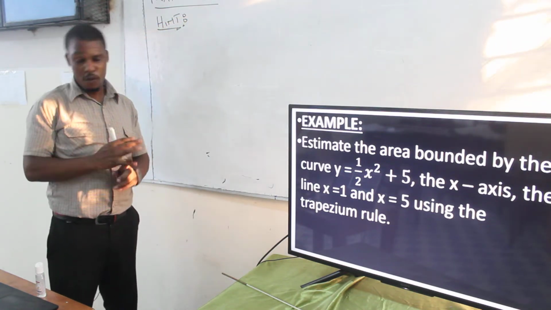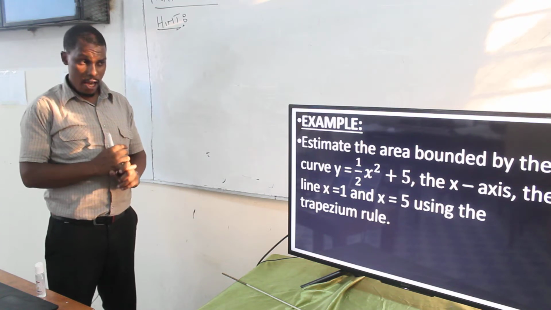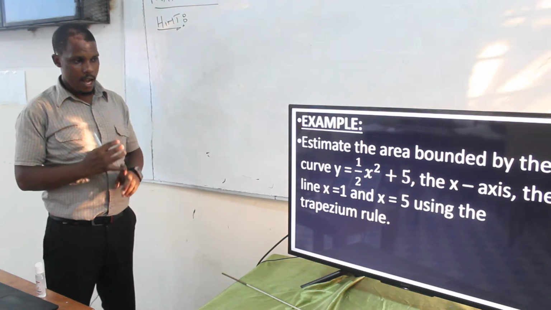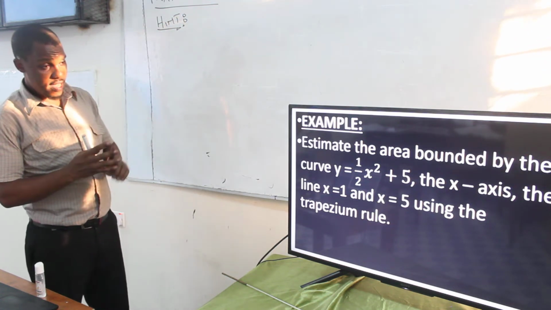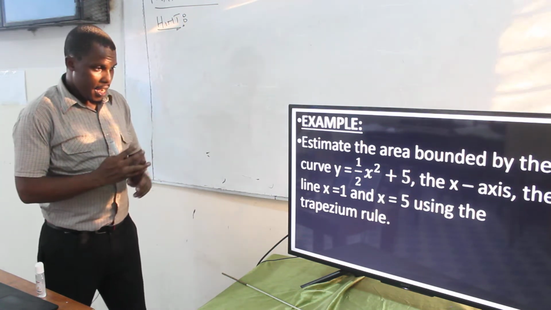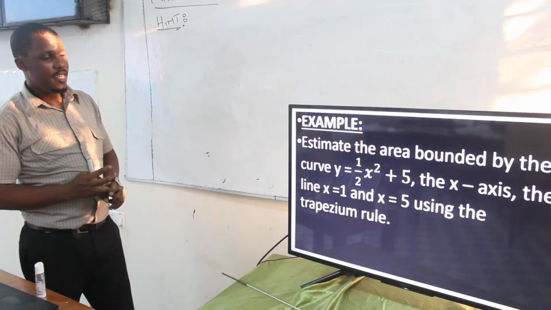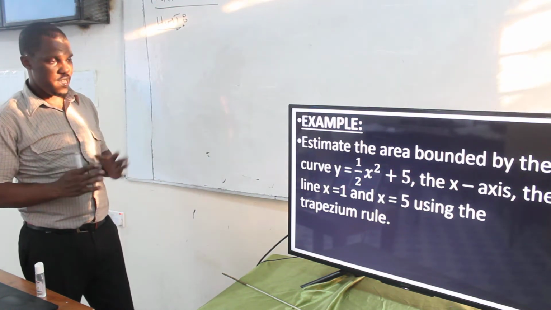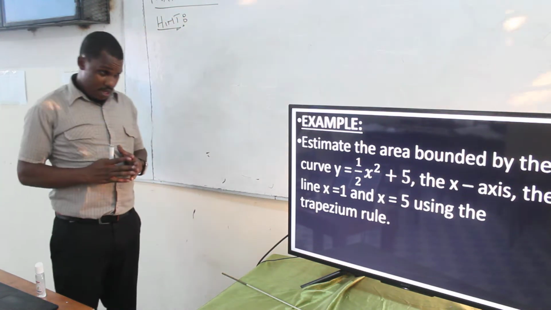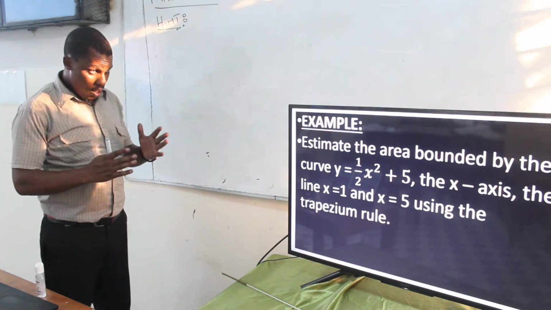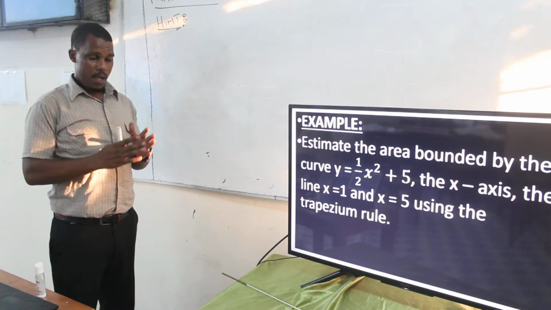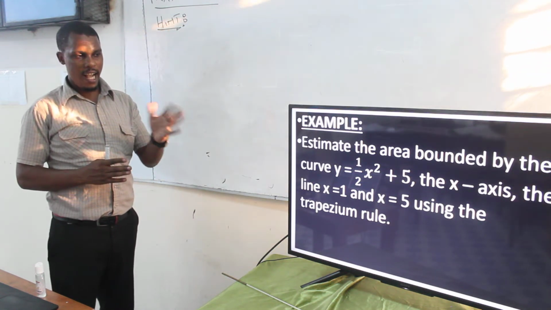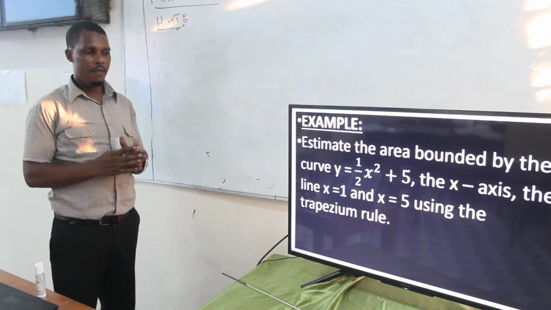So this time they have not given you the table, but they have given you the curve. Estimate the area bounded by the curve, the x-axis, the line x is equals to 1, and the line x is equals to 5 using the trapezium rule. It is very easy there. Of course, step number 1, understand the question. For us to be able to have the area under the curve, we need to come with the curve itself.